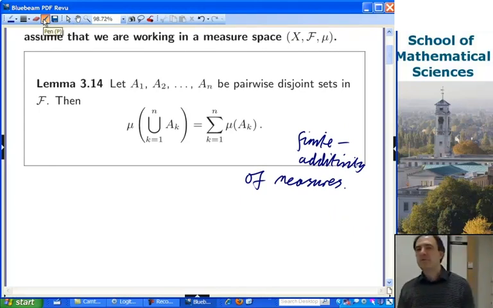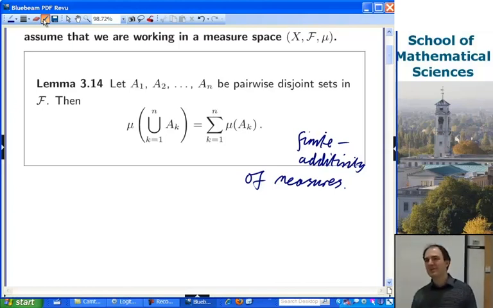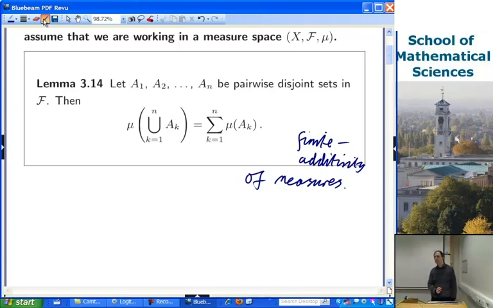So we know that measures work for infinite countable disjoint unions. How can you deduce that they work for finite disjoint unions, the things in the sigma algebra? What have we got available to help us? Just throw in the empty set. We've done this before. It's a standard trick. Throw in the empty set with all the remaining sets.